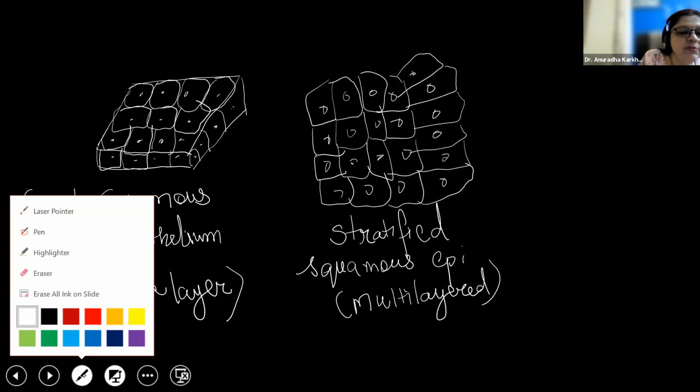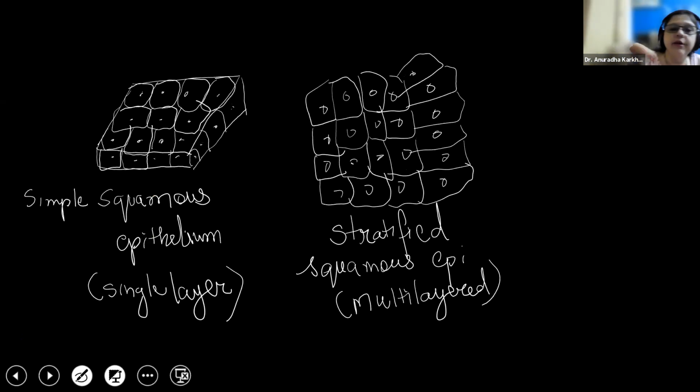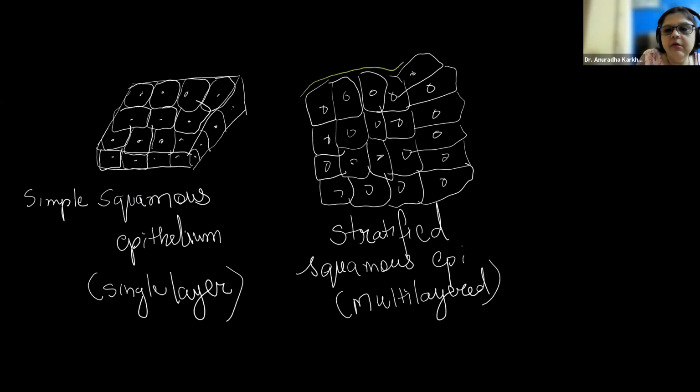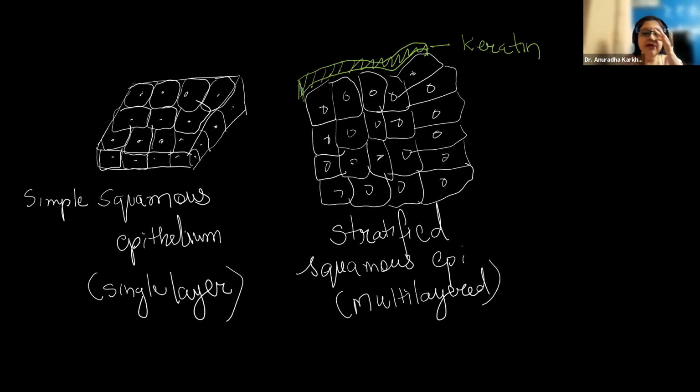Fine. Now, which color shall I take, which will be visible to you all? I'll take green color. Can you see this green color layer on this? If I place a layer above this, then this layer is going to be of the protein called keratin. If I place this green color layer above it, then this will be called keratinized stratified squamous epithelium. But if I don't have this layer, then it will be called normal stratified squamous epithelium. Did you all understand the difference between simple and stratified?